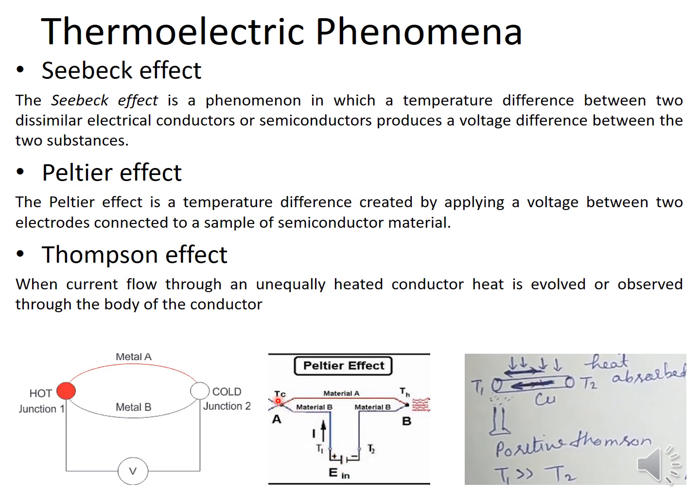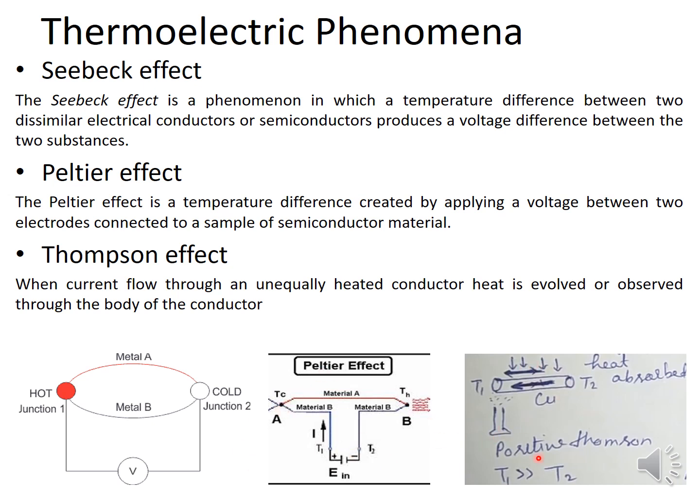The current reaches the first junction, and there the heat is absorbed, so this junction becomes cool. Then the current continues and reaches junction B, where the heat is dissipated, so this junction becomes a hot junction. So the Peltier effect says that when two dissimilar metals are joined together and excited by a supply, the junctions of these two metals will be at two different temperatures. One junction gets hot, the other gets cooled. This is called the Peltier effect.